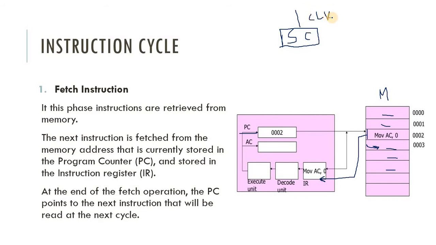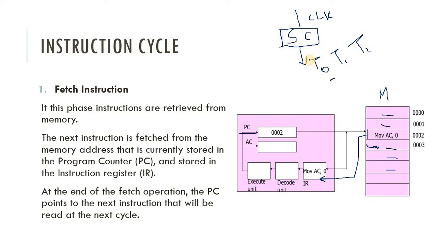Okay, so when we apply the clock pulse to the sequence counter, it will generate the timing signals. First it generates the timing signal T0, then T1, then T2, and so on. To execute an instruction we require the timing signals, so for that we'll give the clock signals to the sequence counter and we'll get the timing signals.